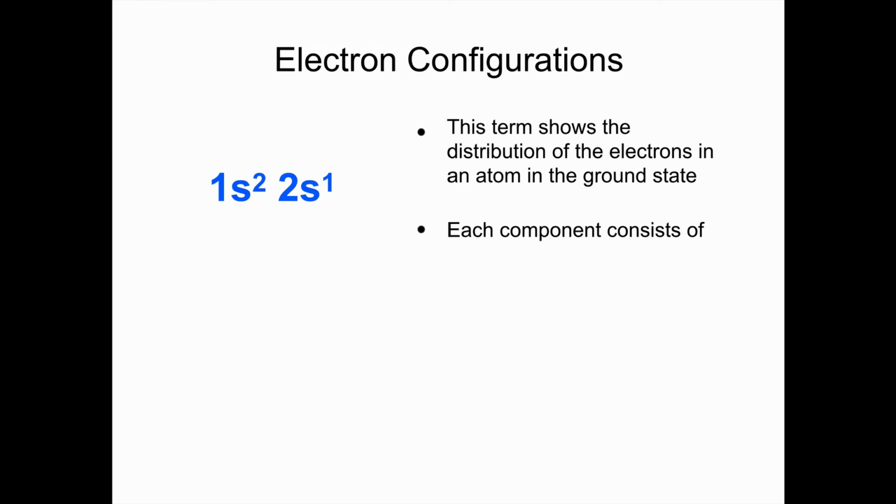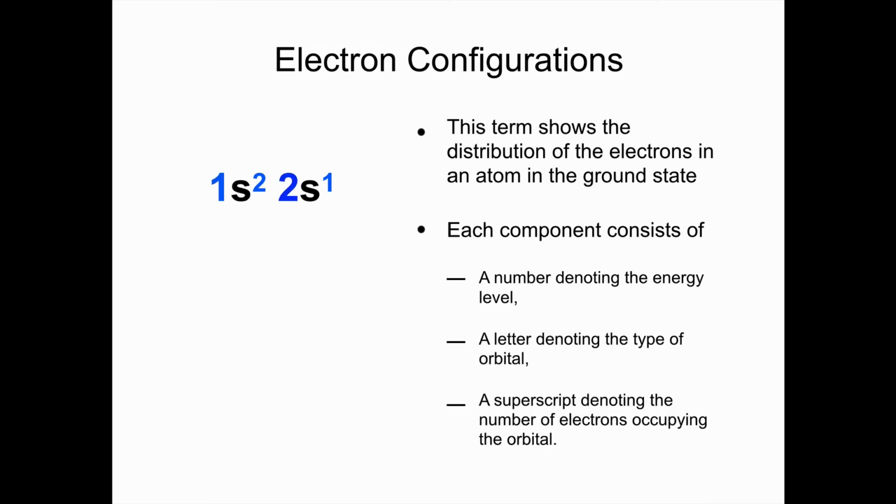Electron configuration written this way shows the distribution of electrons in the ground state of the atom. Each component consists of a number, which indicates the energy level. So in the first energy level, you only have 1 shape, and we can put 2 electrons in that 1 shape. So the s stands for the shape, the 1 stands for the energy level, and the superscript stands for how many electrons you have in a particular shape. So 2 electrons in the 1s, 1 electron in the 2s.